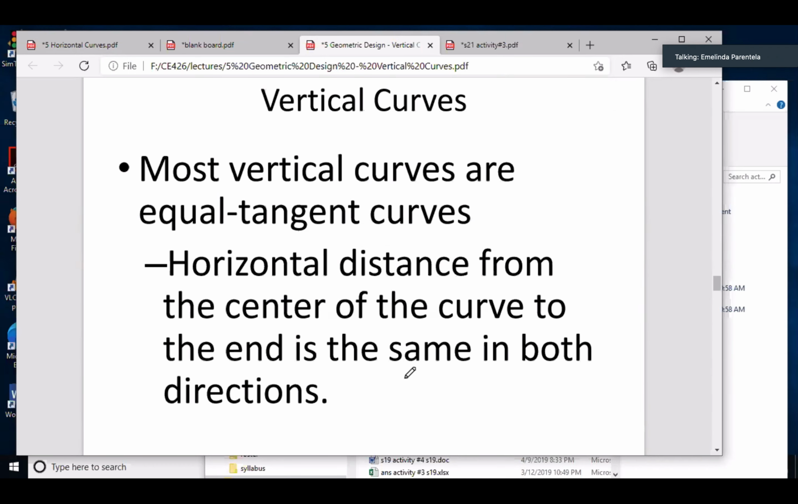So the curves that we'll design here are what we call equal tangent curves. The horizontal distance from the center of the curve to the end is the same in both directions. So what that means is the horizontal distance from this point to the end of the curve would be the same. And therefore, when we calculate the length of curve, it's always this horizontal distance. And that will dictate the length of your vertical curve.